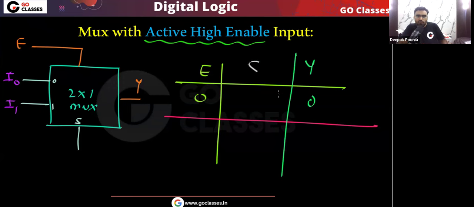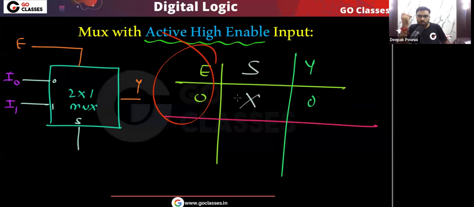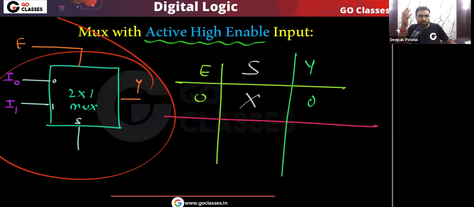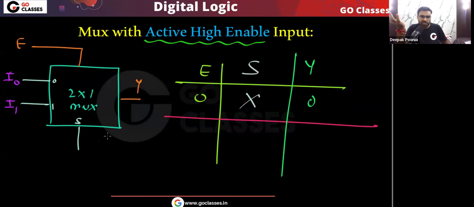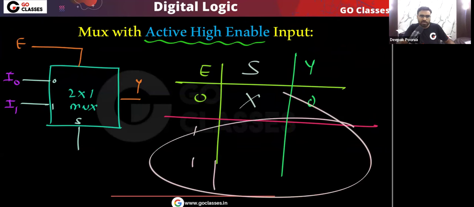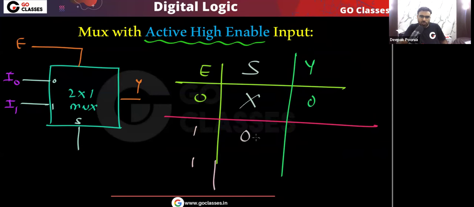It does not matter what S is, the select line can be anything. When E equals 0, our circuit is not activated, or I can say our circuit is idle. Whatever select line you put, the output will always be 0. And this is the active high enable, means when this enable is 1, the circuit will behave normally. If S is 0, then the output will be I0. If S is 1, then the output will be I1. So this is the idea of active high enable.